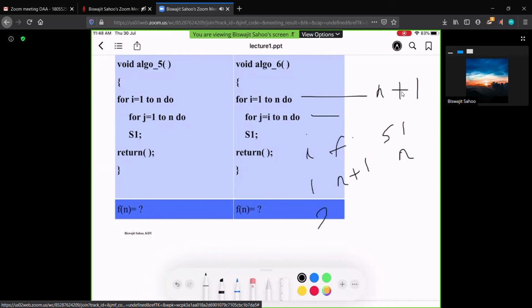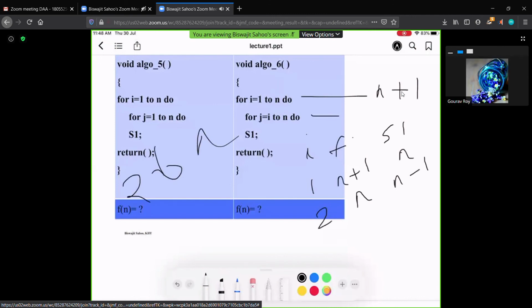I will become 2. My inner for loop will start varying from 2 to n. If it varies from 1 to n, it was n plus 1. If it varies from 2 to n, will it be the same n plus 1 or will it be reduced to n? If this is n, this will be n minus 1. Understood by everyone? Yes, sir.